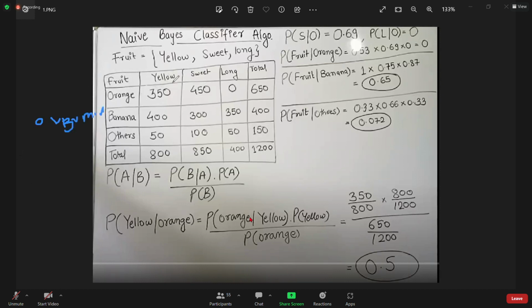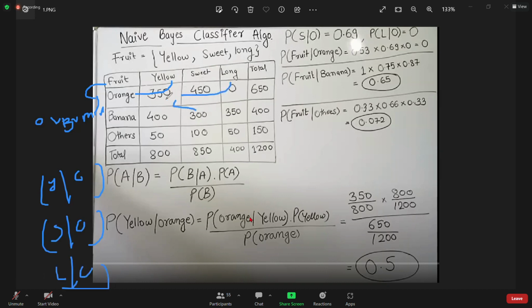To compare fruit with orange, for yellow with respect to orange I need to apply Bayes' theorem, and for sweet with respect to orange I need to apply Bayes' theorem, and for long with respect to orange I need to apply Bayes' theorem, and then multiply yellow into sweet into long, and I get output as 0. The same way, for fruit with respect to banana, I compute yellow banana, sweet banana, and long banana: 1 into 0.75 into 0.87 equals 0.65.